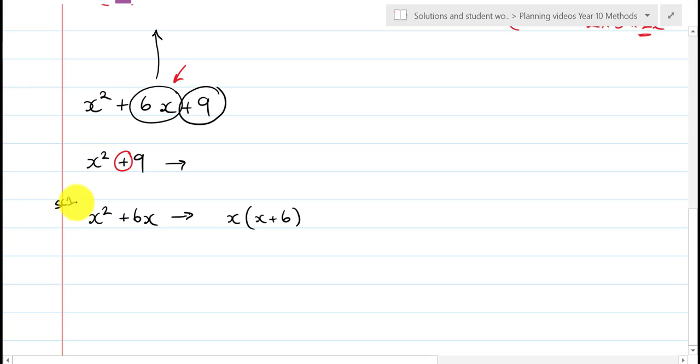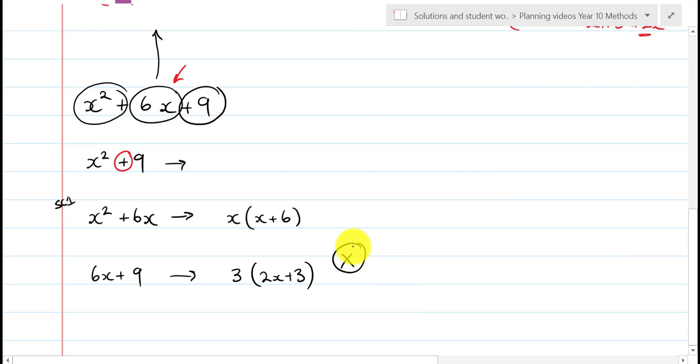I do want to bring your attention. You might be asking, well, what happens if the x squared is missing? So what happens if we just had 6x plus 9? Well, we've got the same thing again. We can take 3 out as a common factor and write this down as 2x plus 3 times 3. But this is no longer a quadratic. So that cross is probably a bit misleading. It's the right factorisation, but this term is no longer a quadratic.